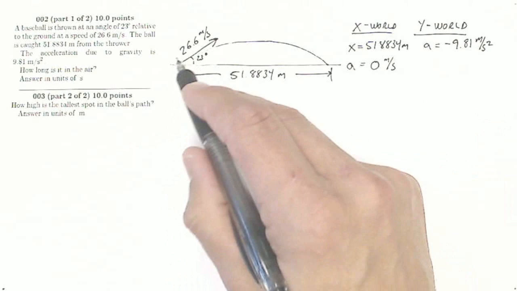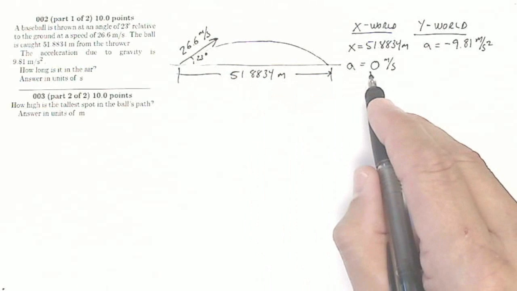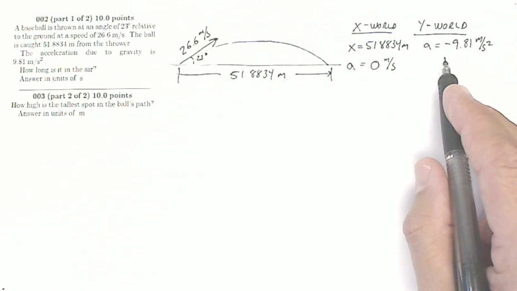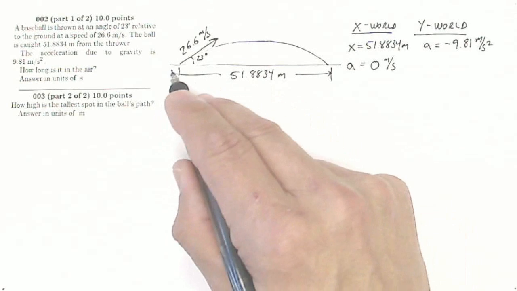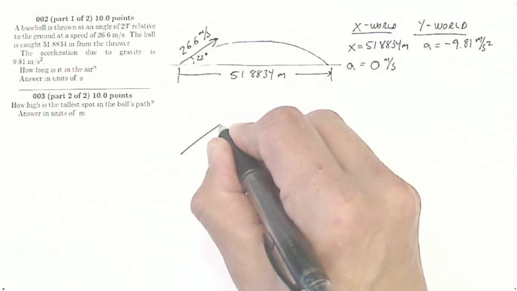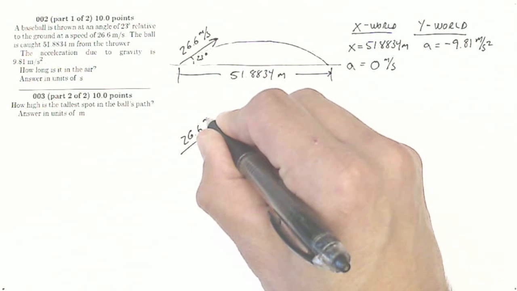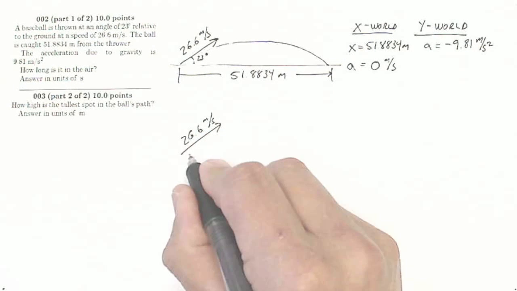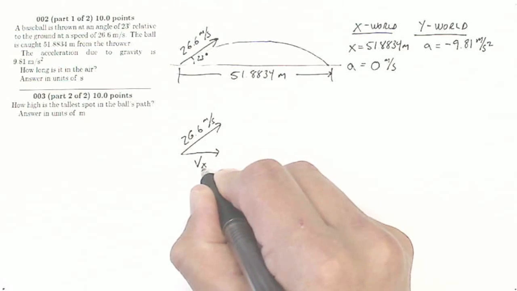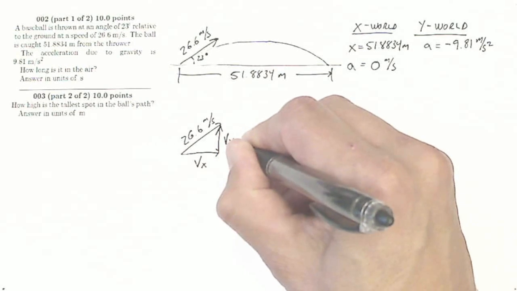What else do I know? I've got this 26.6 meters per second. Can I put that in the x world as a velocity or in the y world as a velocity? The answer is neither. This is the monster. The monster doesn't belong in either world. I have to take that monster of 26.6 meters per second and figure out how much of that is projected here into the x world and how much of that is projected here into the y world.